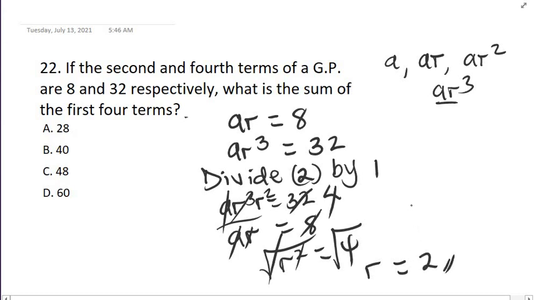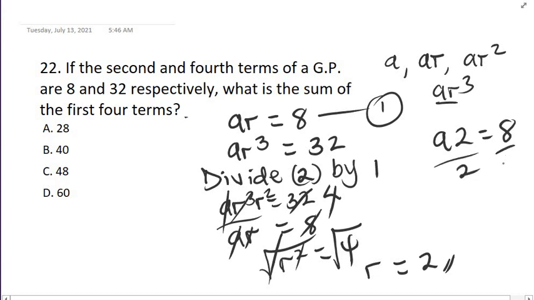With what I have here, you can just go back to the first one. Since ar equals 8, let's get a. r is 2, so a times 2 equals 8. To get a, divide both sides by 2, the coefficient of a. 2 cancels 2. 2 into 8 is 4. So a is 4. So I've gotten a and I've gotten r.